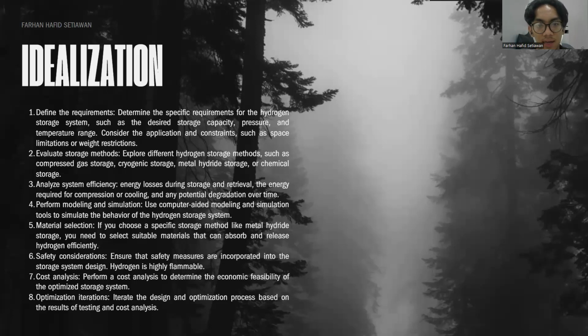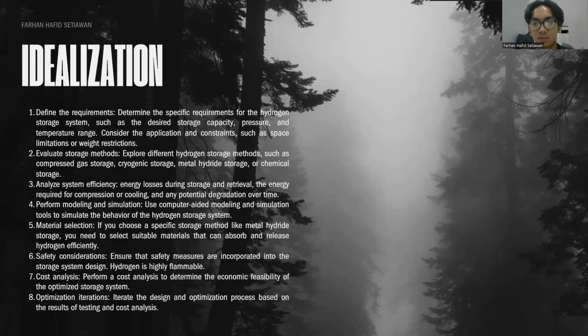Four is performing modeling and simulations. Use computer-aided modeling and simulation tools. In this situation, I use Google Colab, basically the coding runner from Google, to simulate the behavior of the hydrogen storage system. Five is material selection. If you choose a specific storage method like metal hydride storage, you need to select suitable materials that can absorb and release hydrogen efficiently.